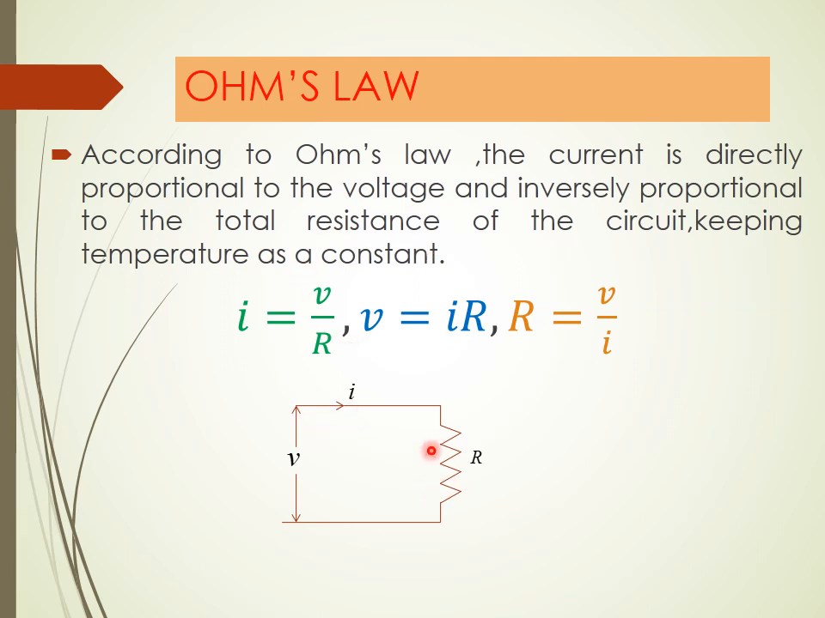So consider the circuit. I is the current flowing through the resistance R and V is the potential across the resistance R. So I is equal to V divided by R. Using this relation, we can derive two more relations, that is V is equal to I into R and R is equal to V by I.